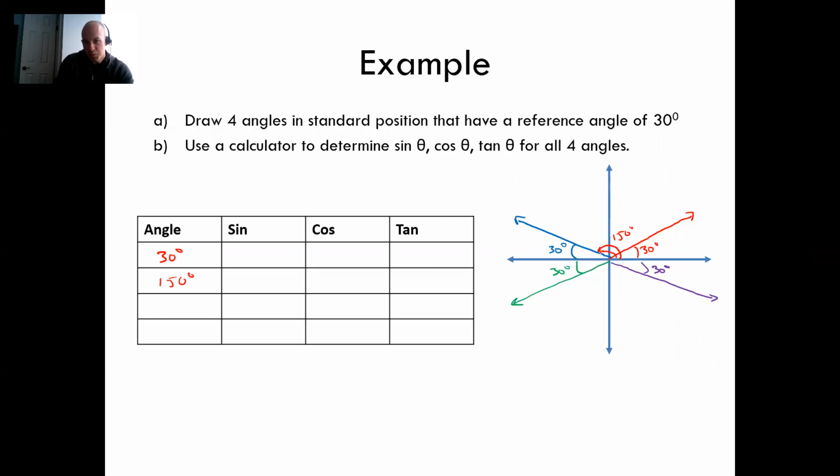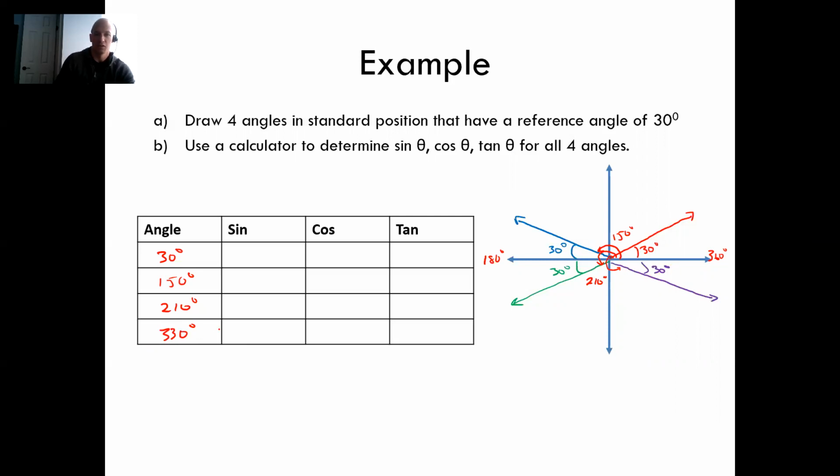Going even further, spinning around here, that is 210, and I remember this is 180, right? So 180 plus 30 is 210, and then the last angle here, we're spinning all the way around, and we're going to go 360, but we're backing up 30 degrees, so that's going to be 330.